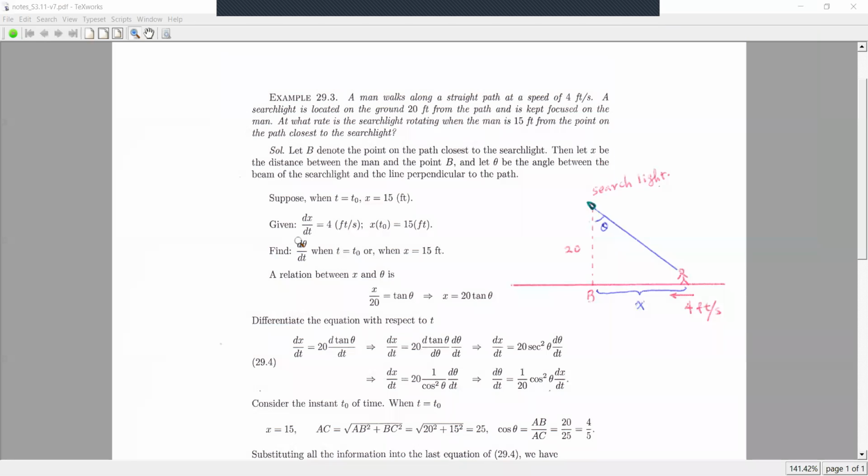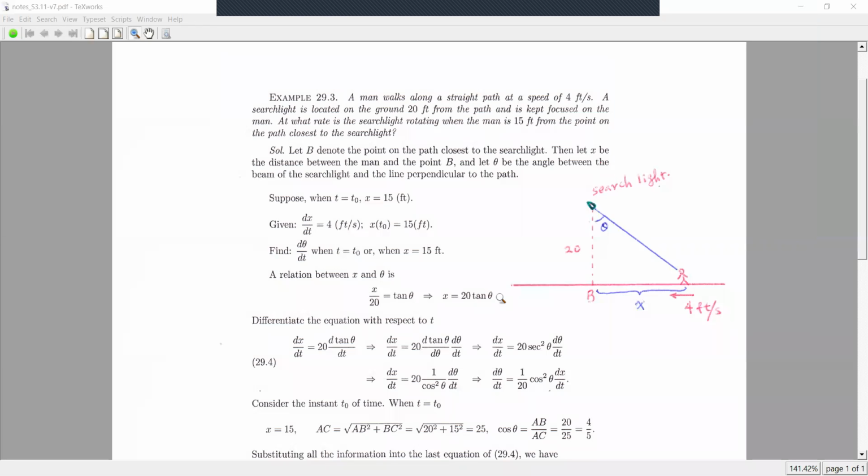The unknown is the derivative of theta, and the given is the derivative of x. We want a relation between them. A relation between x and theta is from this right triangle. Tangent of theta is the opposite side x over the adjacent side 20. We have this equation. Now move 20 to the right side, then we have this equation.